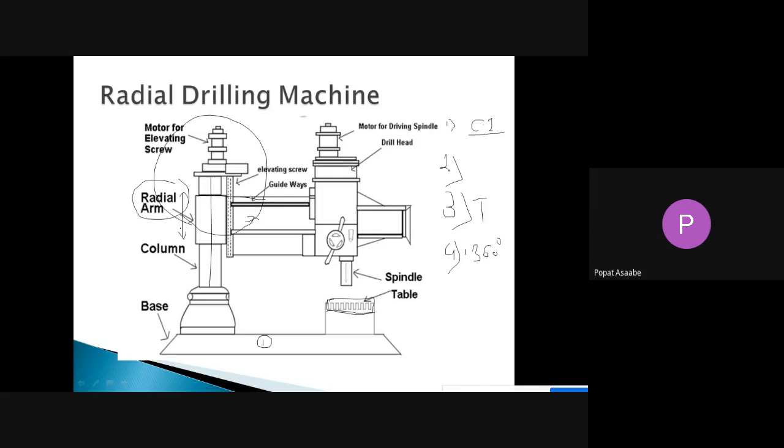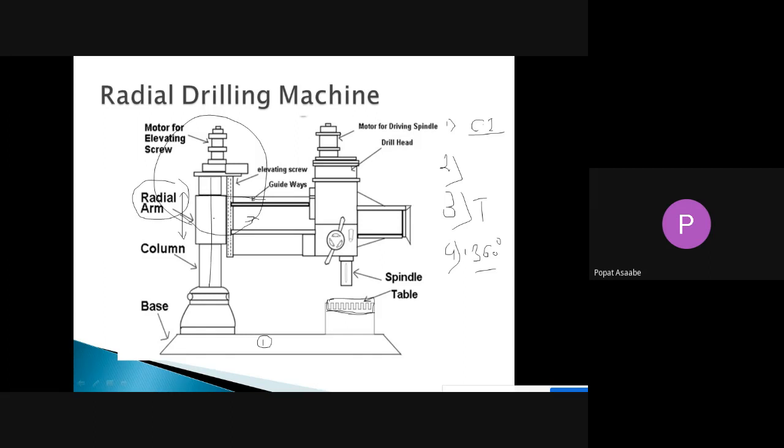It means that two motions we can achieve with the help of this radial arm. Which motions can we achieve? Simple. We can rotate this radial arm in 360 degrees around this vertical column, and also we can move this radial arm up and down along this column. This is the function.